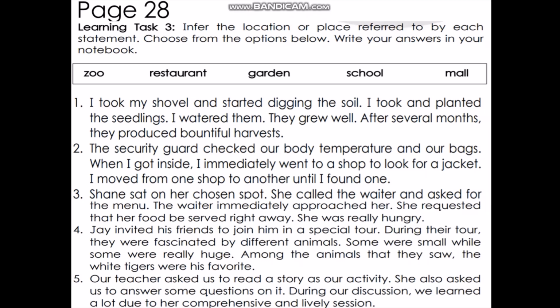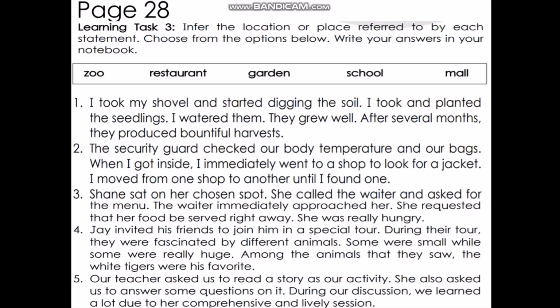For number 1, I took my shovel and started digging the soil. I planted the seedlings. I watered them. They grew well. After several months, they produced a bountiful harvest. Number 2, the security guard checked our body temperature and our bags. When I got inside, I immediately went to a shop to look for a jacket. I moved from one shop to another until I found one.